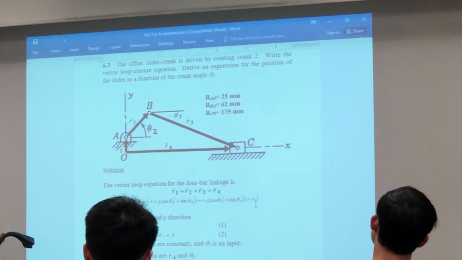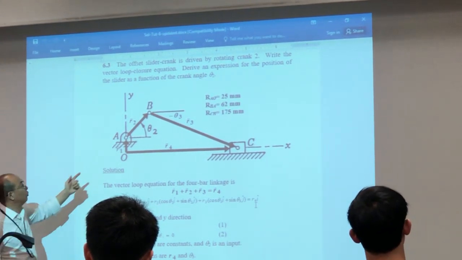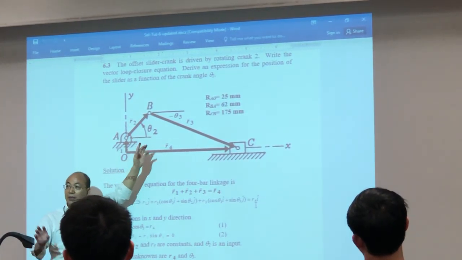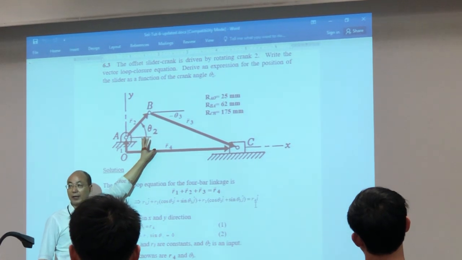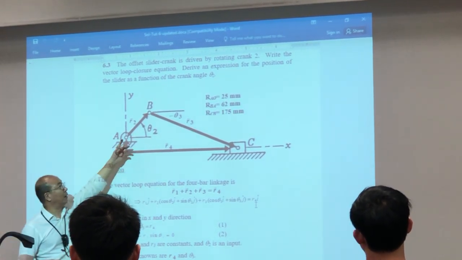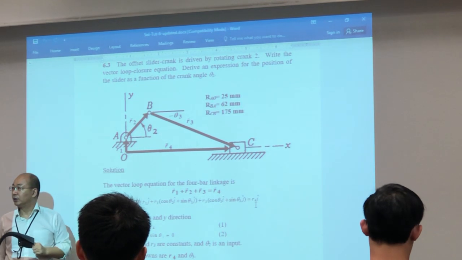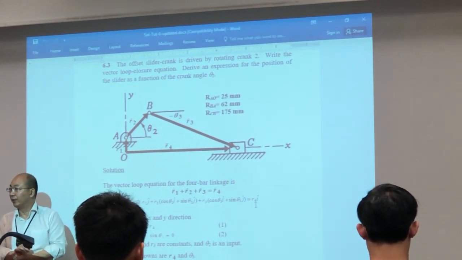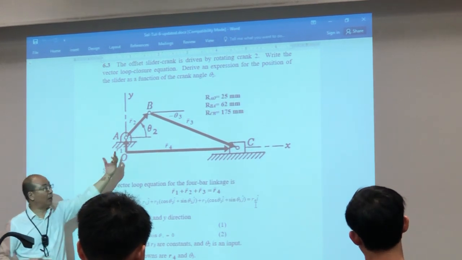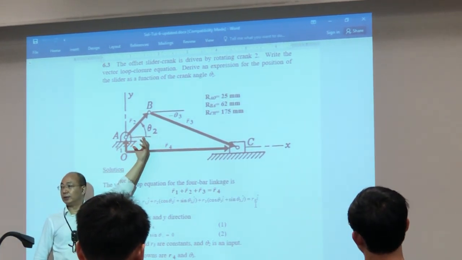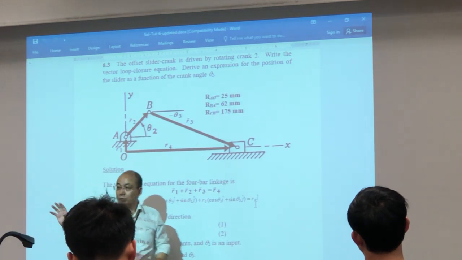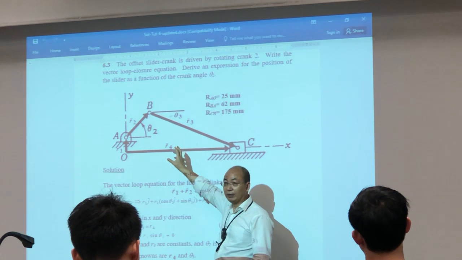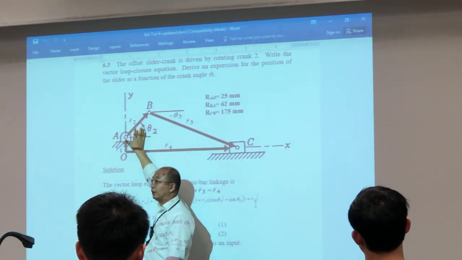Again, which one is the input link? Link 2 is the input link. So if link 2 is the input link, it means theta 2 is given to you. Then we identify which are the unknowns, basically which are changing when the mechanism starts to move. How about R2? R2 is the dimension of link 2, the length of link 2. Does it change? Never changes, because physically it's a rigid link.